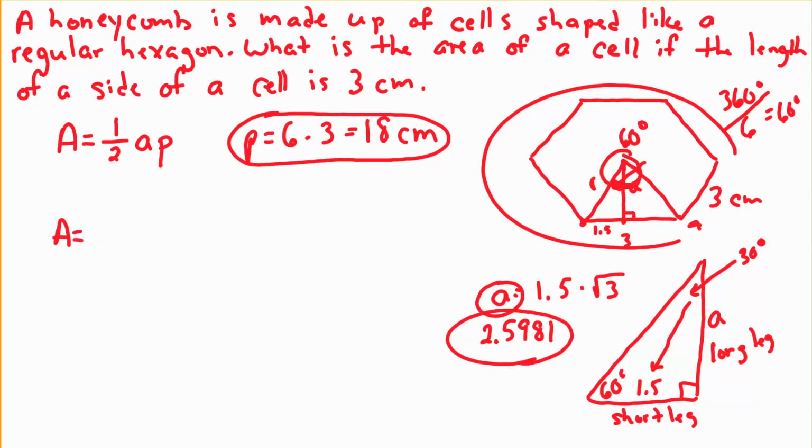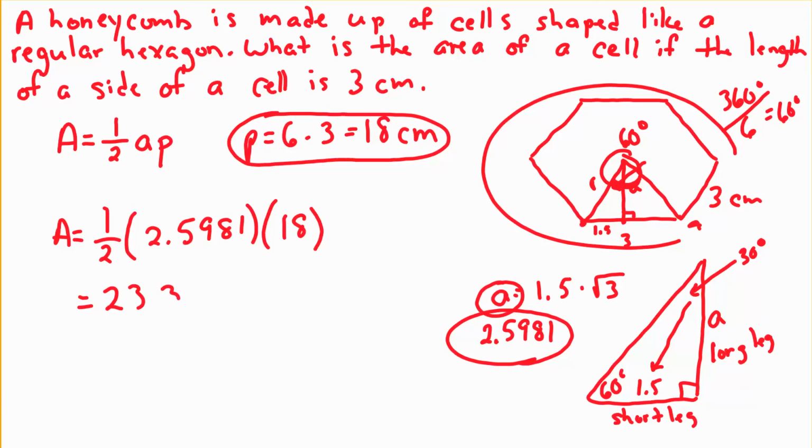So the area is 1/2 times the length of the apothem, which is 2.5981, times the perimeter, which is 18. So if we multiply those all together, we get 23.3829. And you know Math Excel is going to ask you to round somewhere. Let's go to the nearest tenth. So in this case, it would be 23.4. Let's get our label. We're in centimeters. And since it's area, it would be square centimeters.